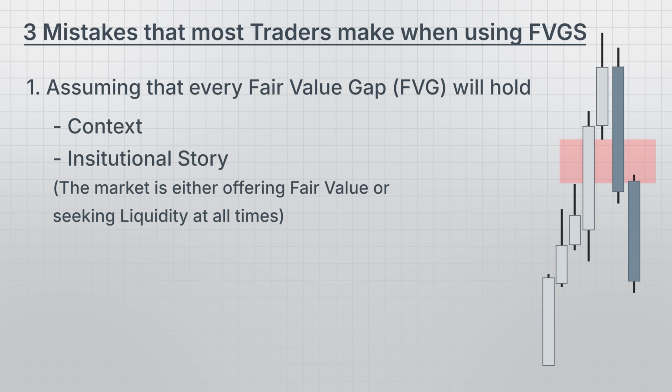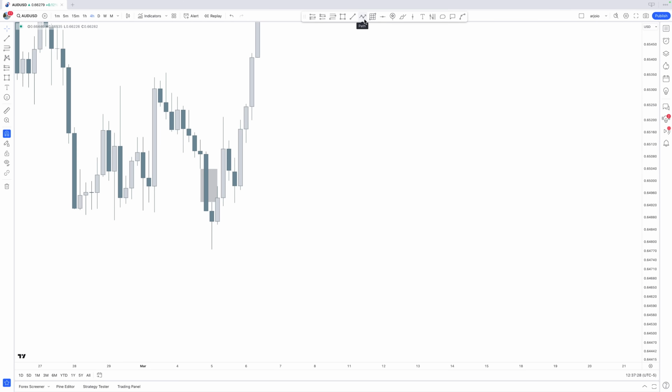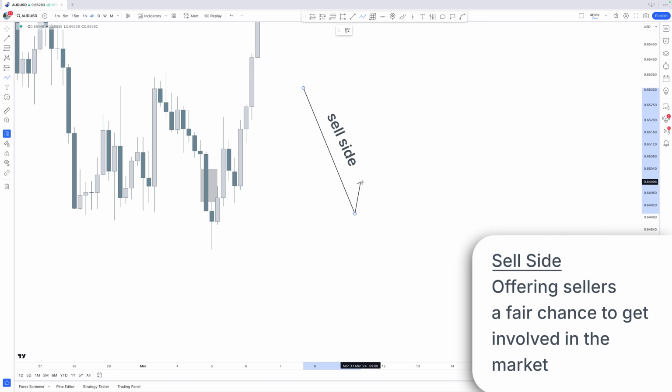The institutional story is the following. The market does one of two things. It is either offering fair value or it's seeking liquidity, where offering fair value is again seen through the 3 swing movement. So we have one swing lower, swing high right there, which first swing is sell side. We offer sell side in the market. We offer sellers a fair chance to get involved.